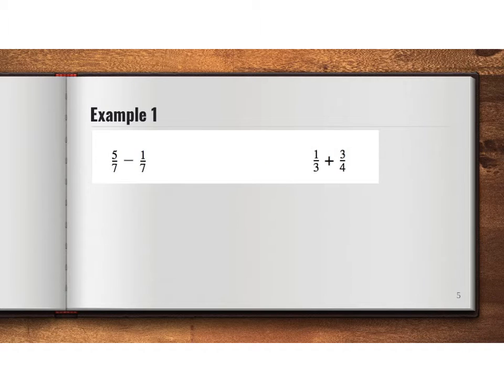To add and subtract rational expressions, we must first recall how to add and subtract fractions. In the first case, we have a common denominator. And so when we have a common denominator, we keep the denominator and we subtract the numerators. So it becomes 5 minus 1 over 7, or 4/7.